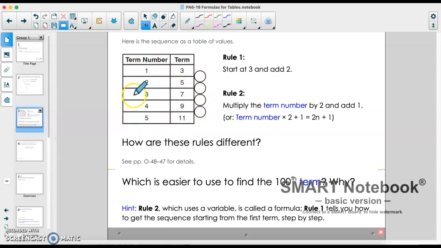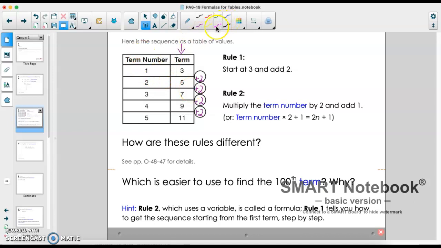So here are those two sequences, the term numbers and the term values, in a table of values. Okay, so rule number one, which focuses on going down this way, is to start at 3 and then add 2 every time. Now in the circles, I'm identifying the gaps. And identifying the gaps is going to be really, really important.